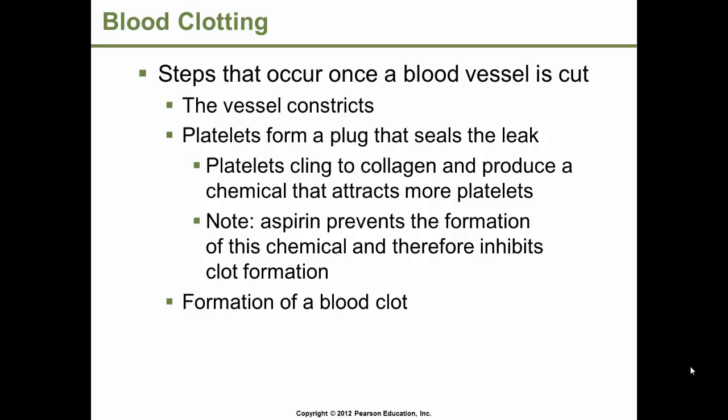Aspirin and ibuprofen prevent the formation of this chemical and therefore also inhibit clotting, such as in a heart attack. So that's why people a lot of times, if they're in the phase of a heart attack, will take an aspirin. And after these platelets begin to cling, a blood clot will form.